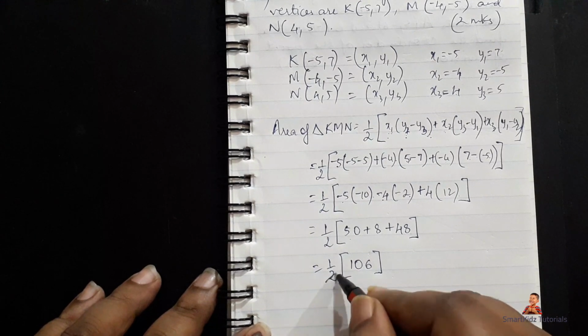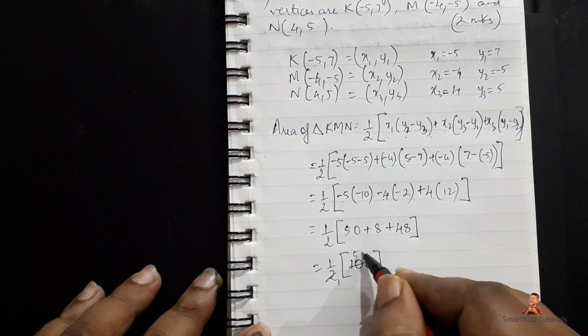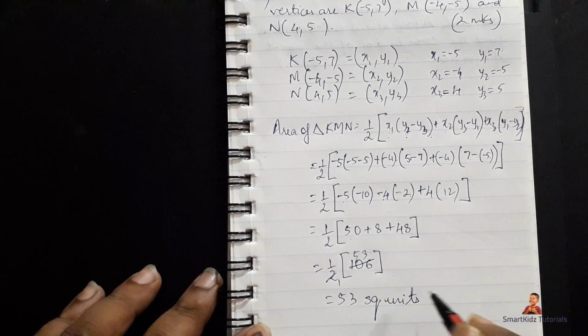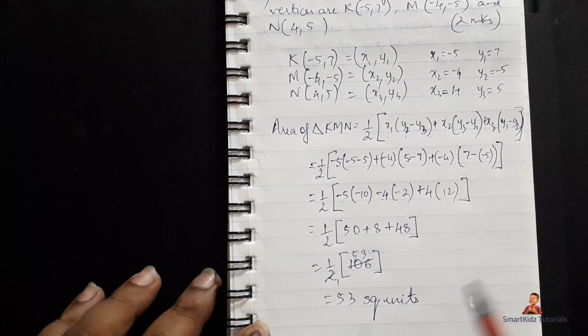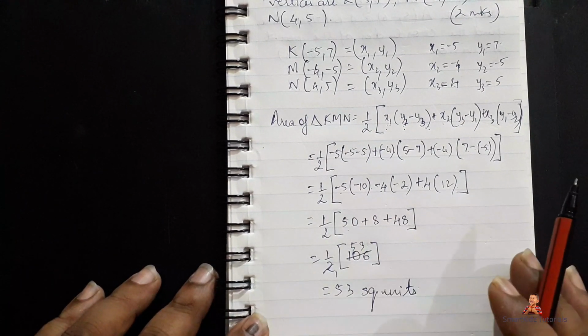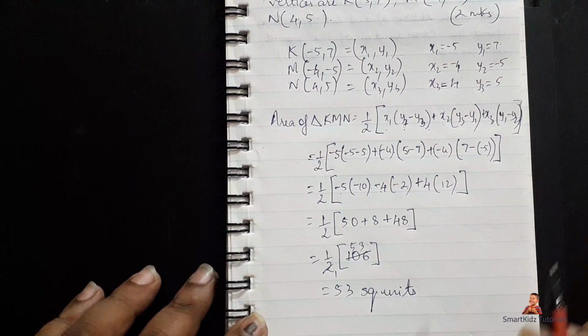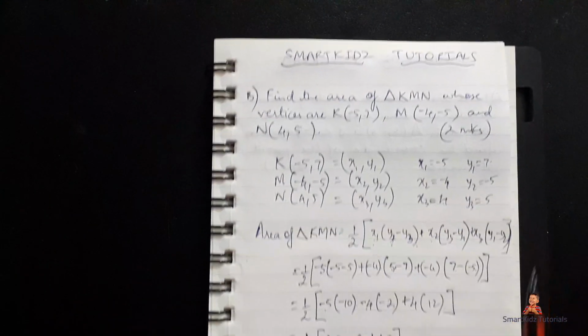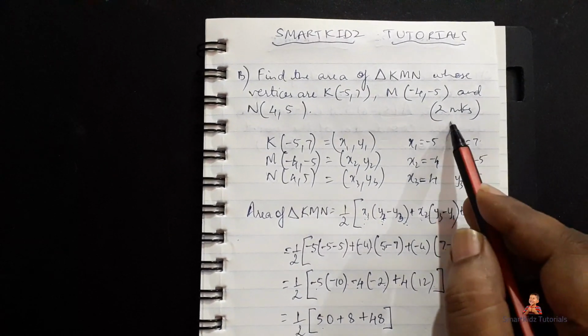We divide this, 2 1s are 2, 2 5s are 10, 2 3s are 6. We get equal to 53, and that would be 53 square units. Do not forget to write the square units. That is what we write for units for area of a triangle. Okay, so that's the solution for this problem, and this problem comes for 2 marks.